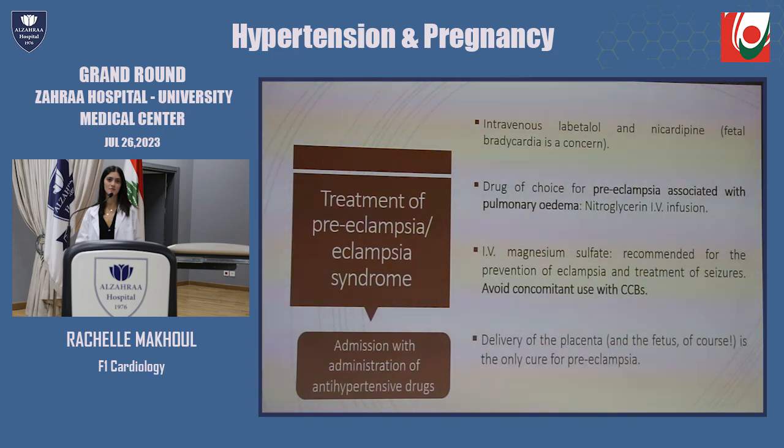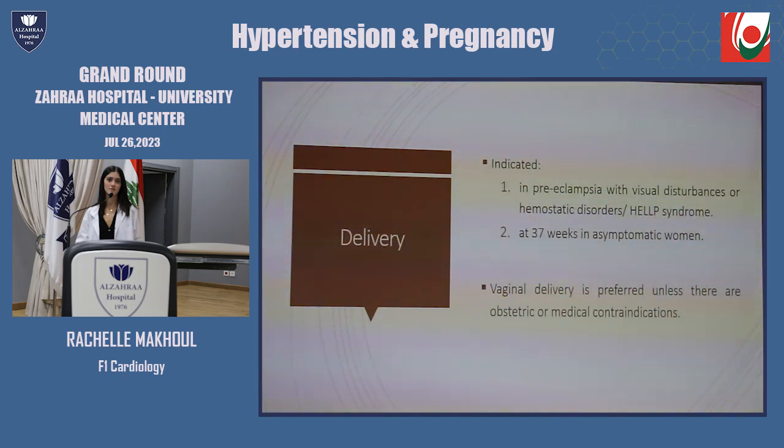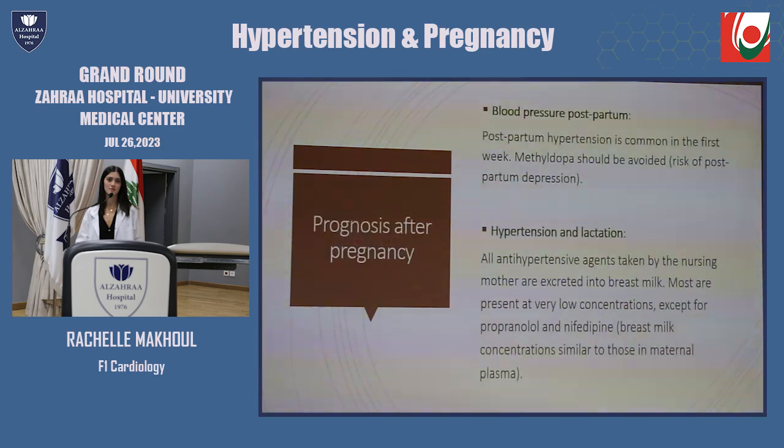And as my colleague said, delivery of the placenta is the only cure of preeclampsia, and vaginal delivery is preferred unless there is any obstetric or medical contraindication. So delivery is indicated in asymptomatic pregnant women at 37 weeks or in preeclampsia associated with either visual or hemostatic disorders. Now, what is the prognosis after pregnancy?